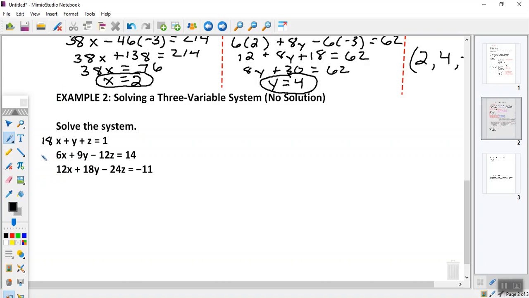What do I have to multiply everything by here? 2. What do I have to multiply? Ooh, I like this because you don't even have to change that one. Okay, here we go. So the top's going to be 18x plus what? 18.